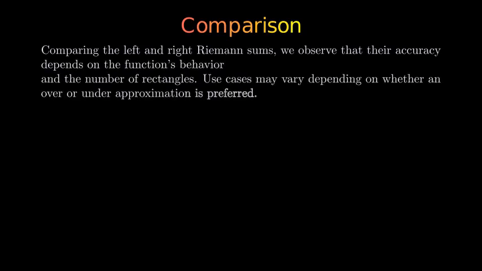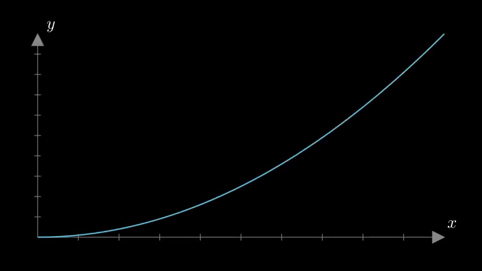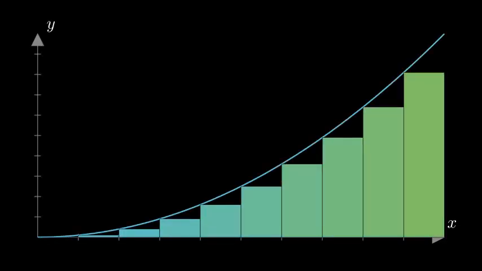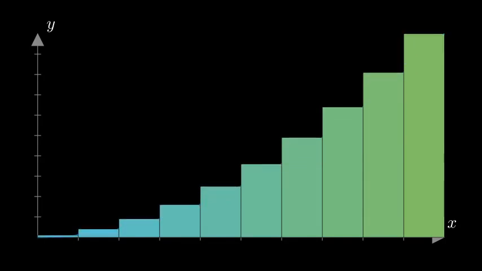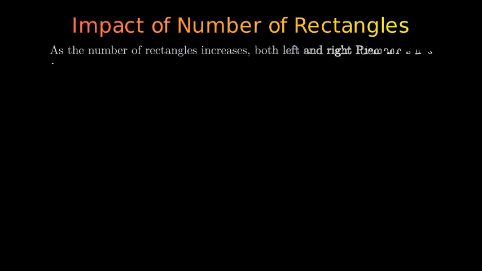Comparing the left and right Riemann sums, we observe that their accuracy relies on the behavior of the function and the number of rectangles used. Depending on whether we need an overestimation or an underestimation, choosing between left and right sums becomes crucial. Understanding this comparison helps in selecting the most appropriate method for specific scenarios.